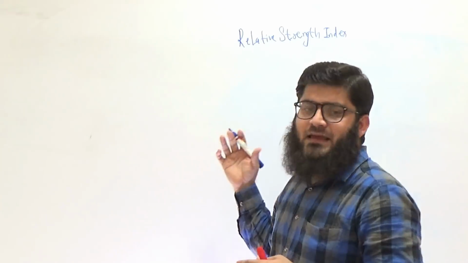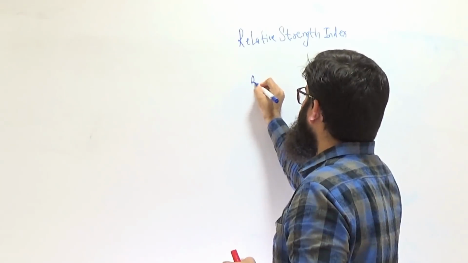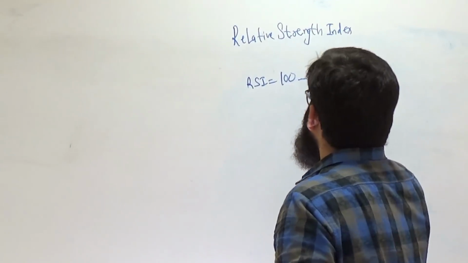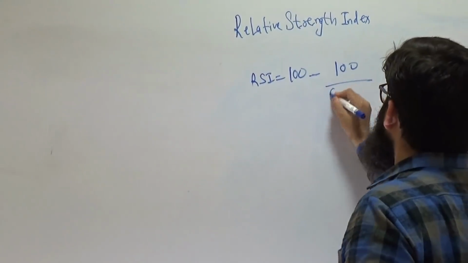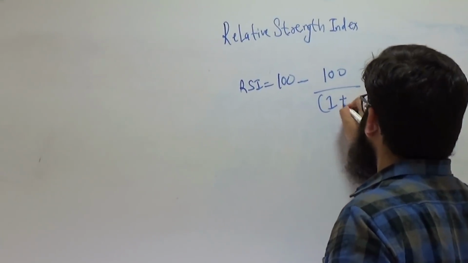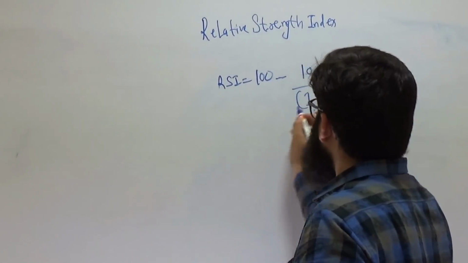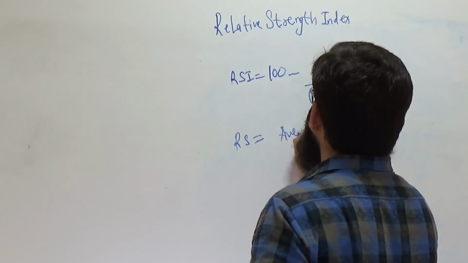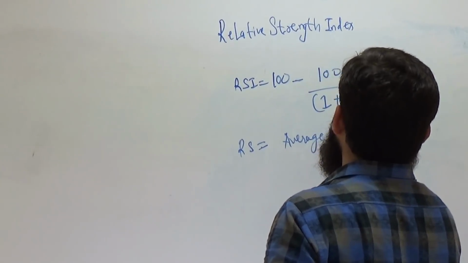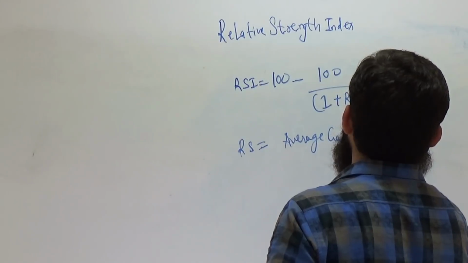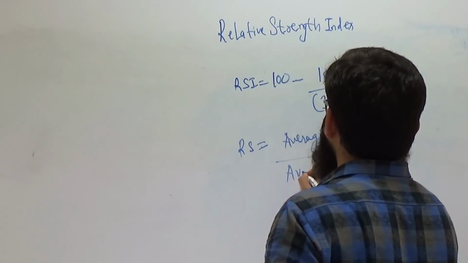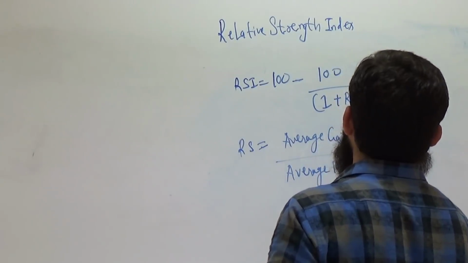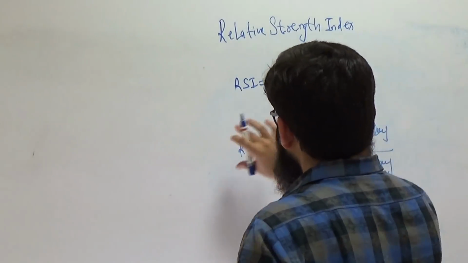So we'll see how we can use the RSI, which is calculated as 100 minus 100 upon 1 plus RS, where RS is the relative strength. RS is actually the average gain per day upon the average loss per day. And this RSI is plotted for a particular period.